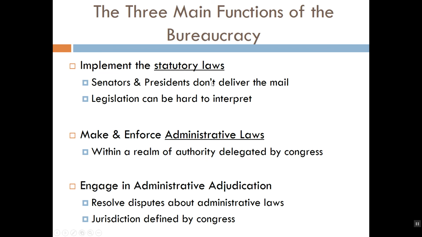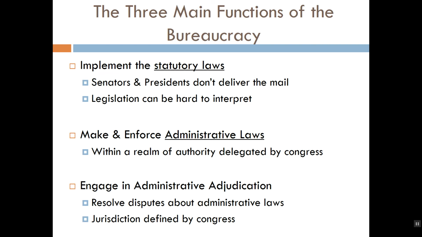Senators and the president don't deliver the mail. House representatives don't count ballots. All of that's going to be done by the executive bureaucracy, which again employs a very large number of people and can afford to put boots on the ground. So they do help to implement, to execute, and enforce statutory laws. But in addition to that, over time, the executive bureaucracy has assumed two other responsibilities that were not originally expected to fall within this particular portion of our federal government.